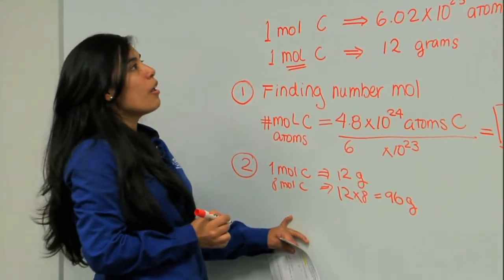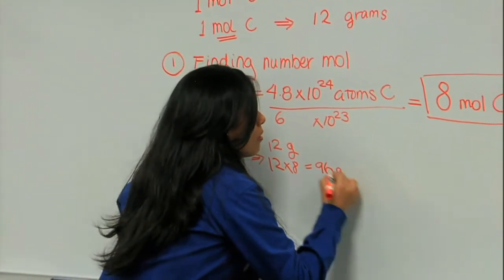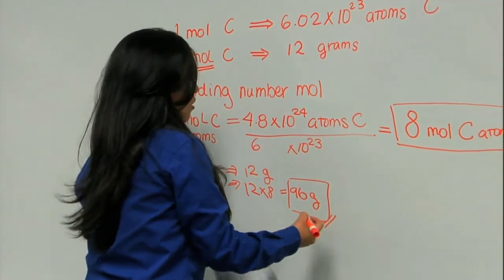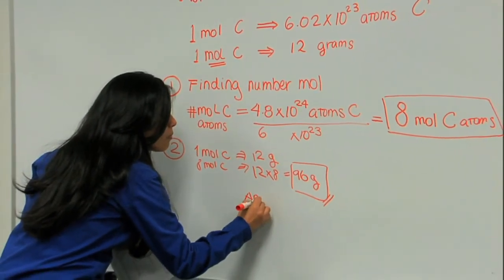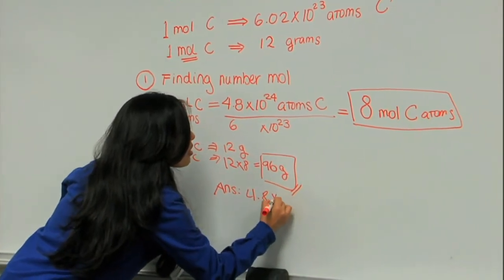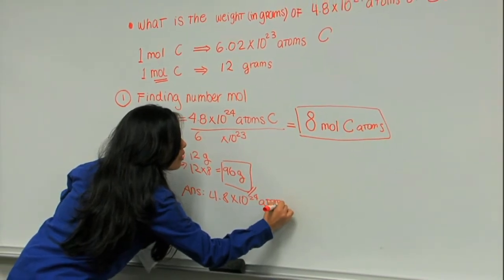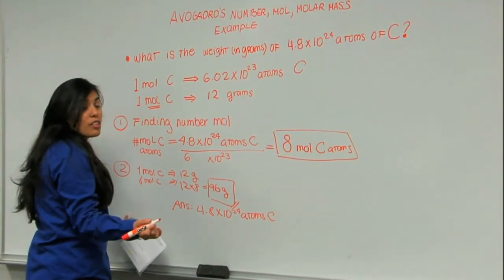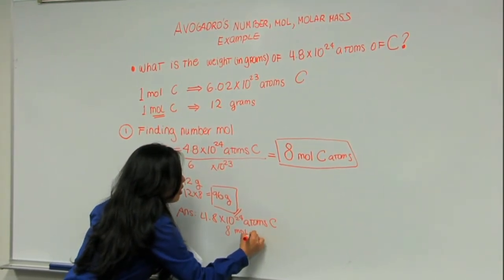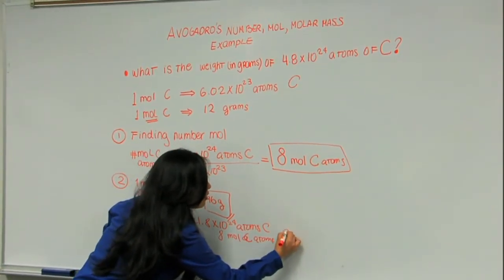So the weight of that number of atoms is going to be 96 grams. So the answer is: 4.8 times 10 to the 24 atoms of carbon, which is the same as saying 8 moles of carbon atoms, weighs 96 grams.